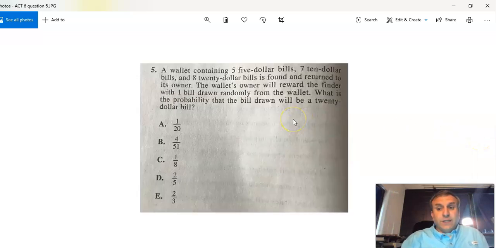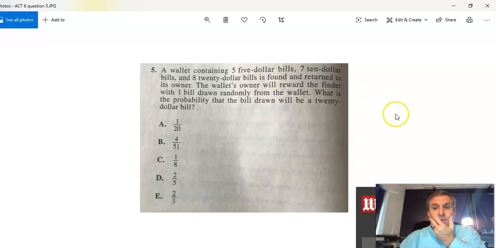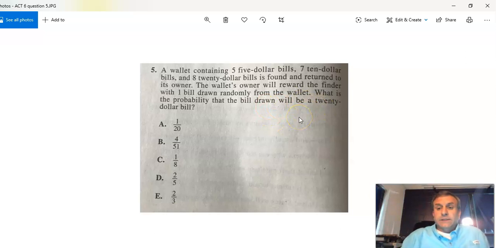This one you need to pay attention to. A wallet containing 5 $5 bills, 7 $10 bills, and 8 $20 bills. What is the probability that the bill drawn will be a $20 bill? Well, it's just 8 out of the total, and reduce.